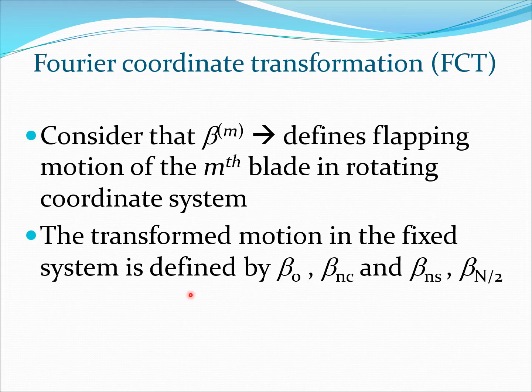So two things are going to be very important here to remember. One is that whenever we talk of the coordinates in the rotating coordinate system, we use the nomenclature beta subscript or superscript m. So essentially beta superscript m represents the flapping motion of the blade number m. So if there are, let us say, 4 blades, we'll have beta superscript 1, beta superscript 2, beta superscript 3, beta superscript 4. Now the transformed motion in the fixed system is defined as beta 0, beta nc, beta ns, and beta capital N by 2. And all these nomenclatures such as the n will become clear very soon.